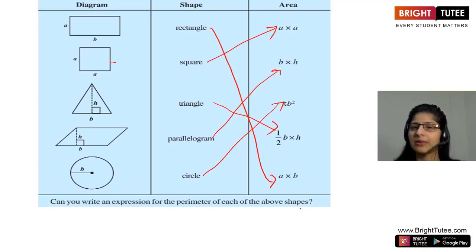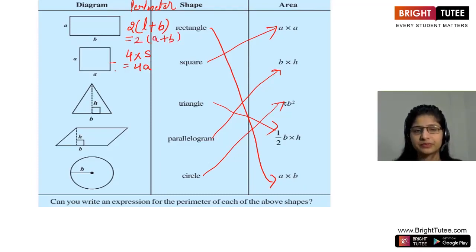Definitely, we know the perimeter is the sum of all the sides. In case of the rectangle, the first one, if we have to write the perimeter, what will it be? Suppose I write here perimeter. It is 2 multiplied with length plus breadth. In the square, the perimeter is 4 multiplied with s, so it will be 4a. And here, if I write the answer in a and b, it will be 2 times a plus b. Right?